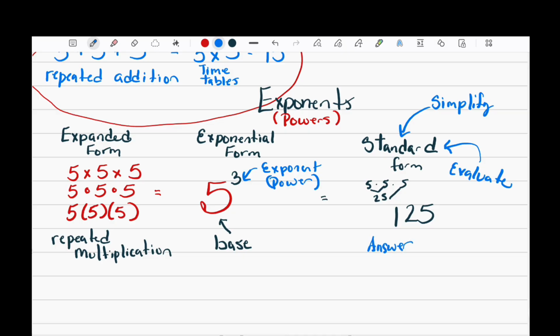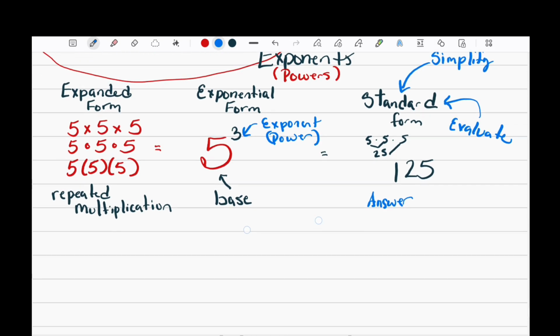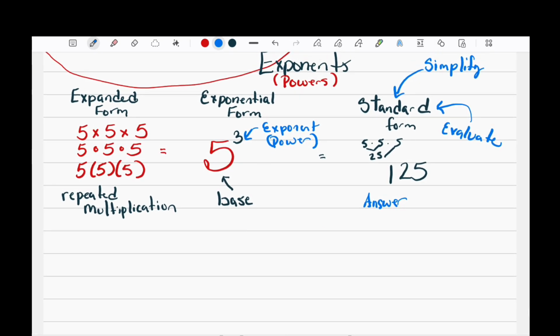Standard form is the answer. Now, we're almost done with this, y'all. Let's look at the way you say this exponential form. You say 5 to the third power. One way to say it is 5 to the third power. That's what you say.